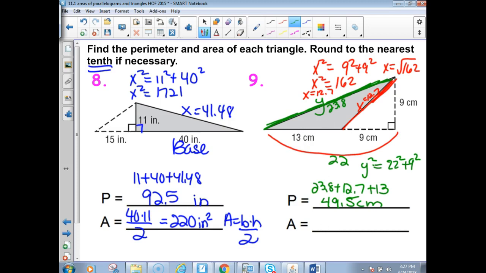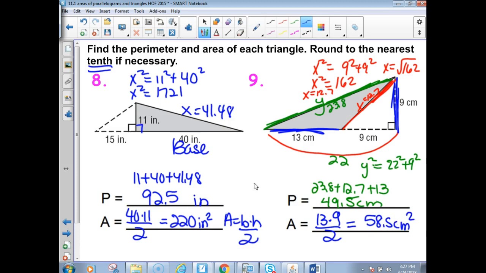And then area would be base. Oh, what's the base of this thing? It's not the 22. It's only, yeah, the 13. Times the height, which would be your 9, divided by 2. It's going to be a decimal. I know that. What is it? 58.5 on your calc. Awesome. All right, square centimeters. All right, good job.